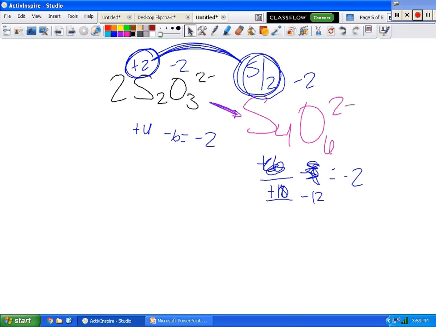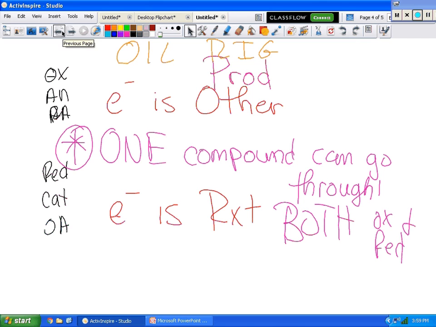Okay, when you're doing redox reactions, remember if you've got the oxidation and reduction half, like I said, just coming over here to remember. You always have to have the atoms balanced, you always have to have the charge balanced, and you always have to have the electrons equal.